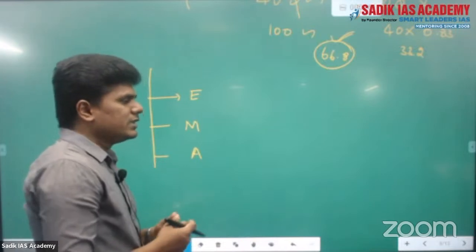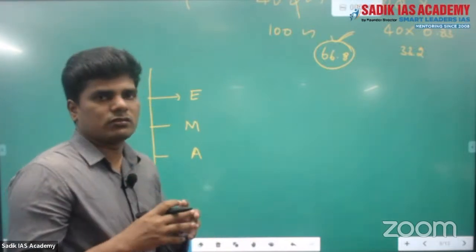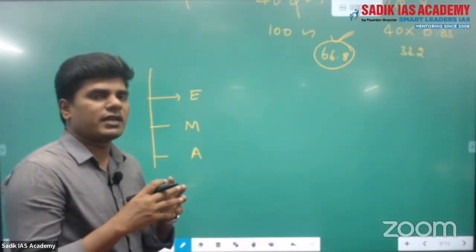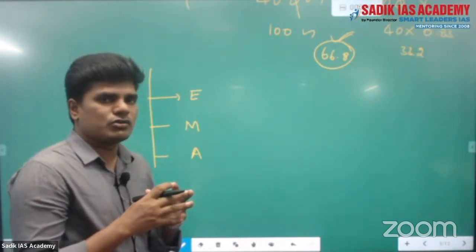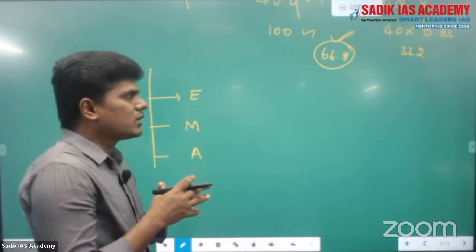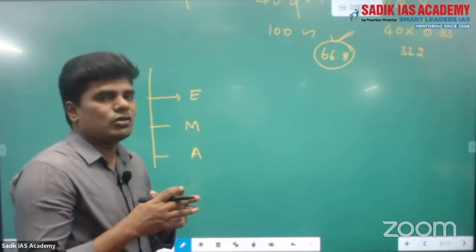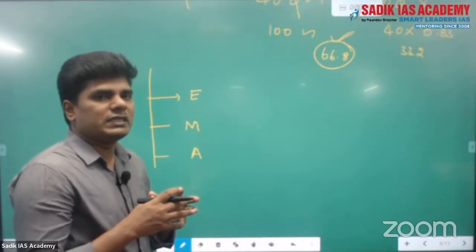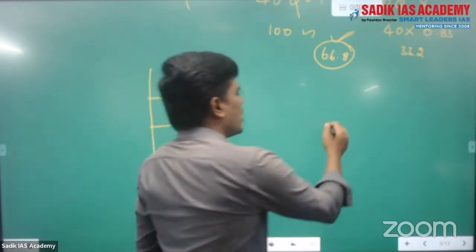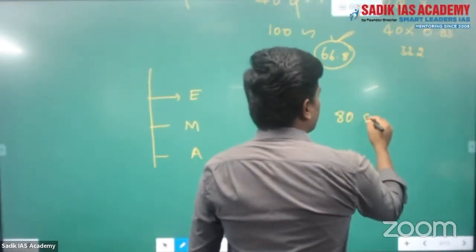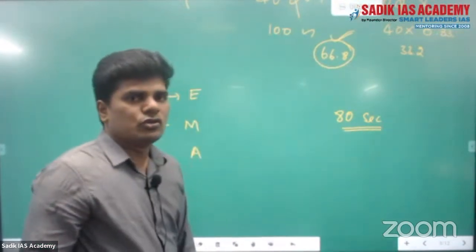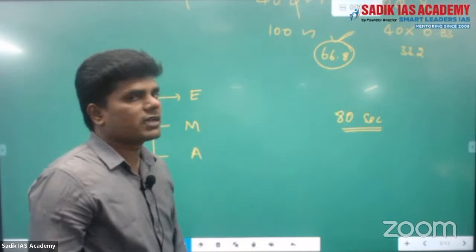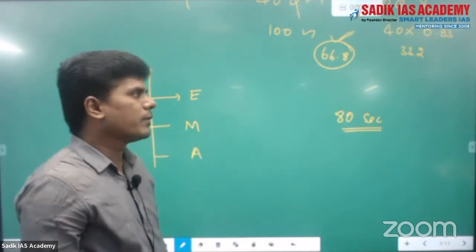Here the exam is for only 2 hours. So your CSAT paper you are going to write for only 2 hours. Within that you are going to answer 80 questions. In that case, you are allowed to take 80 seconds for each question, on an average, I'm talking about. So this might vary. On an average, you are allowed to take 80 seconds for each question.